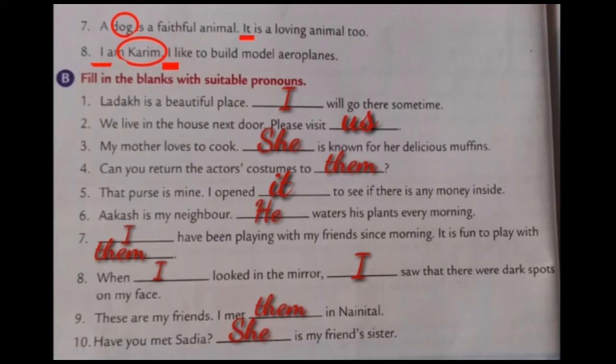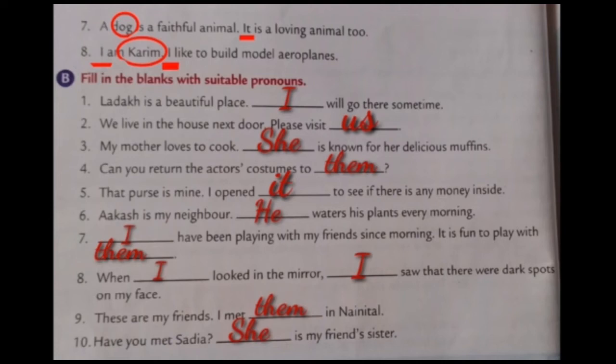Then exercise B. Fill in the blanks with suitable pronouns. Children, now I am going to read the sentences with answers with suitable pronouns. Let's see the first one. Ladakh is a beautiful place. I will go there sometime. I repeat, Ladakh is a beautiful place. I will go there sometime. Here the answer is I.